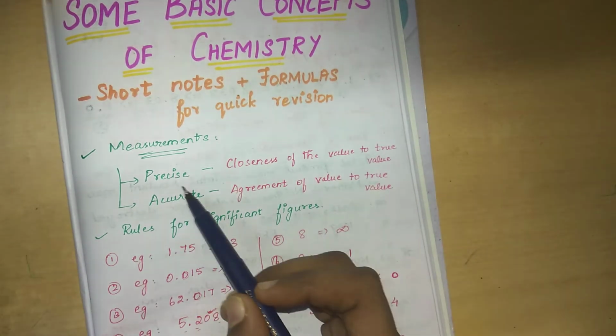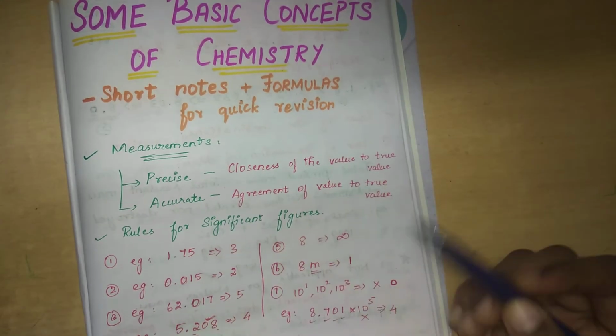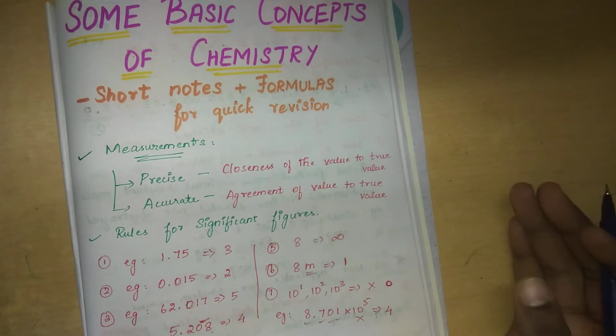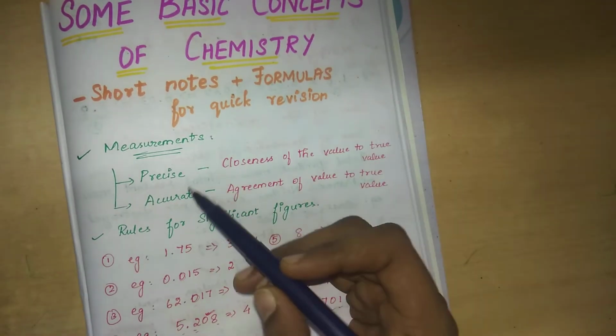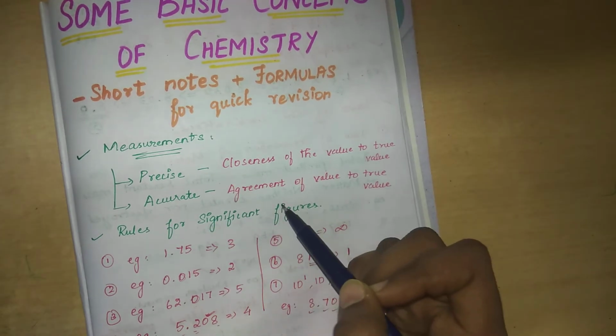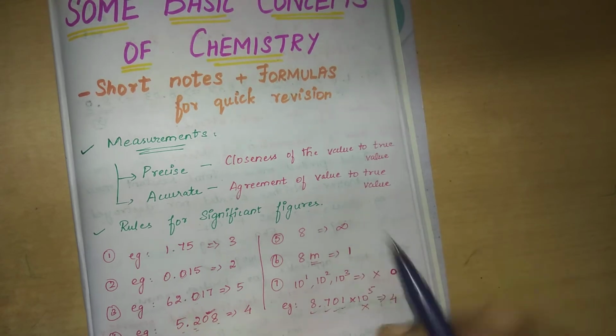How to find whether a measurement is precise or accurate? Precise means the value will be close to the true value. Accurate means it is very close, it is near to the true value. What is the definition of precise? Closeness of the value to the true value. Accurate means agreement of the particular value which we have found out to the true value.